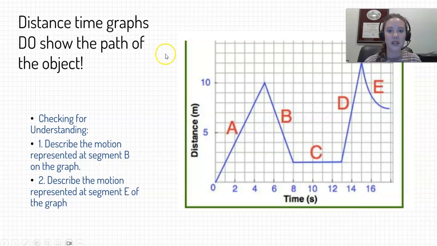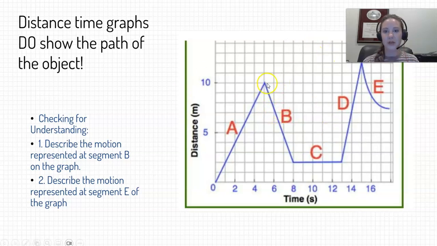So here, when we look at A from 0 seconds all the way up to about 5 seconds, we have a constant speed. It's a pretty quick speed. We're gaining 10 meters in only 5 seconds, okay? But then we turn around and we start going back towards the reference point.